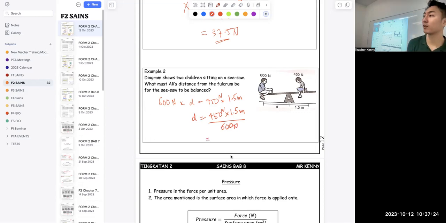What's the final answer? Hello? What's my final answer? 1.125 meter. So if Ali wants the whole thing to be balanced, he should be sitting 1.125 meters away. Understand?